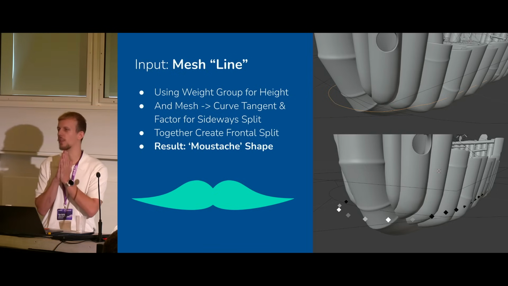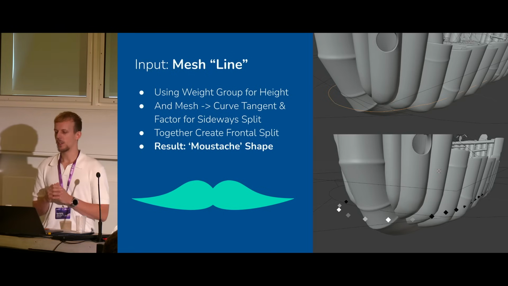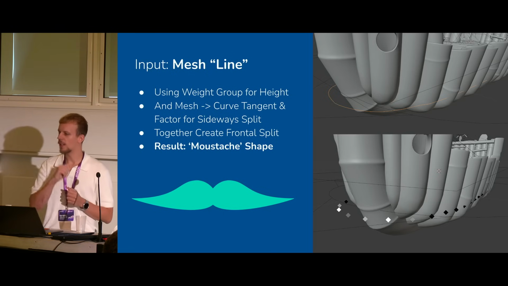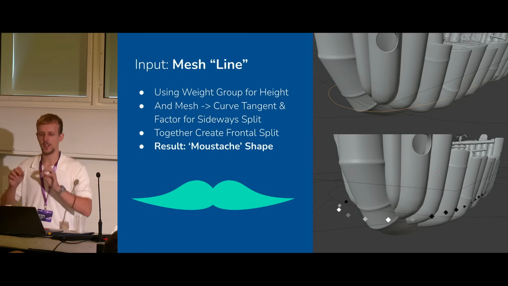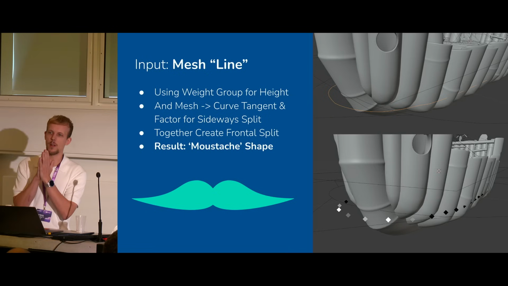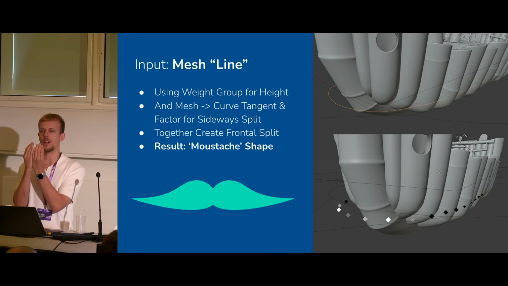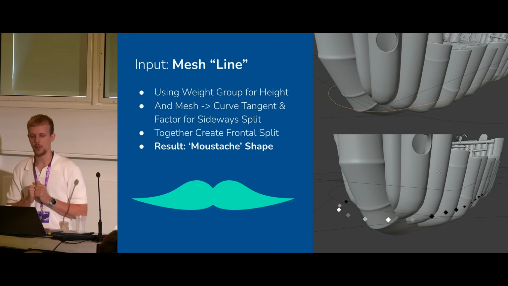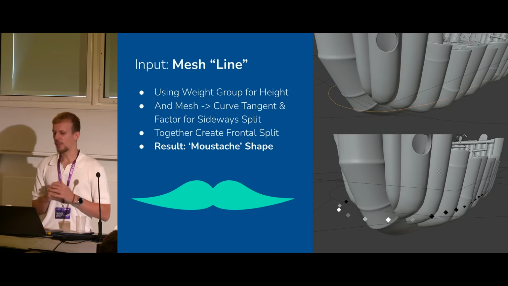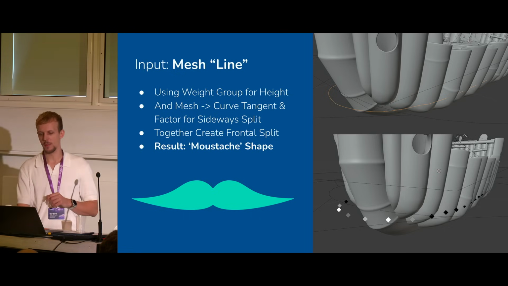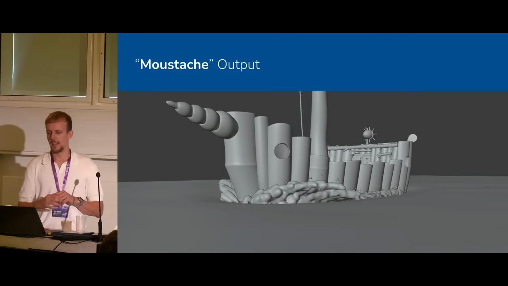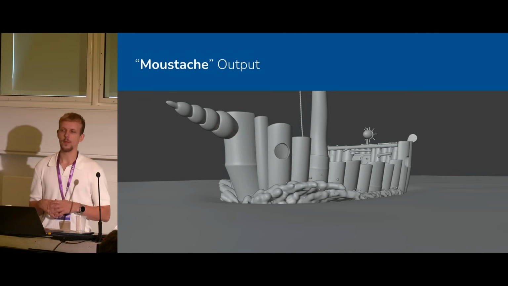At the center where the boat interacts the most, we have a higher splash, so we can just use a little bit of weight paint there to make it higher. And then we convert it to a curve. We can use the tangents, right, the direction of the curve. We can just swap that around in the middle, so the tangents are facing away from the center point there. And together they really create that frontal split that you usually see in boats interacting with water. I refer to it as a moustache shape because it kind of looks like one. And this is really the output that you get if you apply that to your particle system.